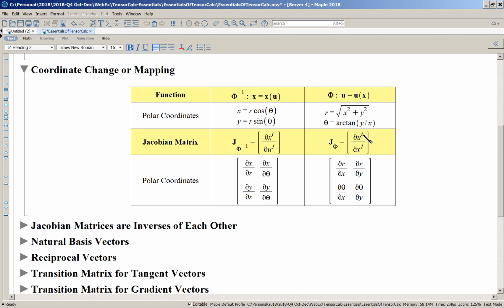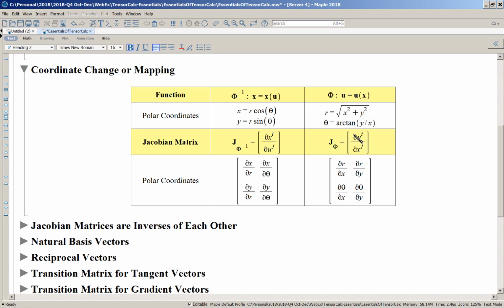dui, i is in superscript, dxj. Because look, you have x's here. These are the independent variables, x and y, or x1 through xn. Those are the independent variables. That's what you can differentiate with respect to. These functions, here r and theta in general, u of the x, right? u of the x in general, those are the dependent variables.